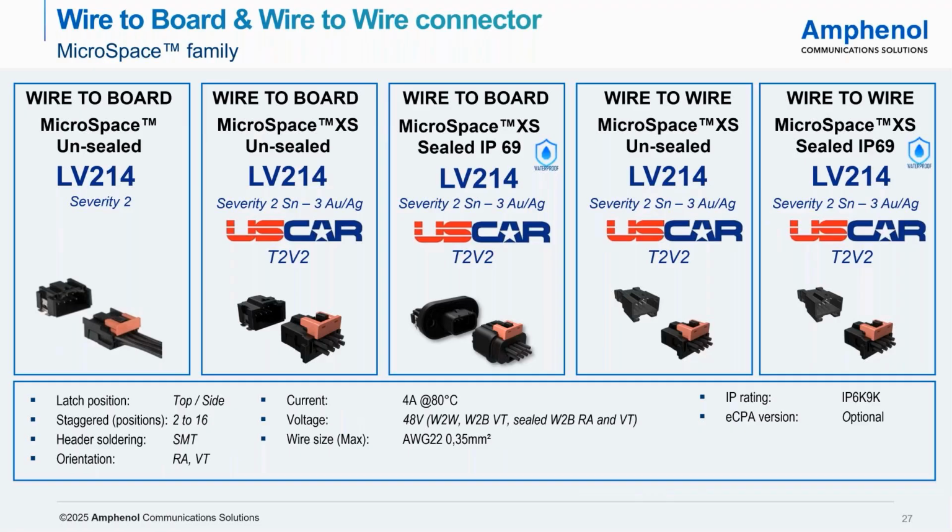But for the wire to board vertical, and the sealed wire to board right angled and vertical, we can meet those requirements. The IP rating for our sealed connector is IP6K 9K, so we went for the highest type of sealing class. And we have also an ECPA version available, which can be discussed upon request. So if you have any question, we can send our sales to show you that type of connector.